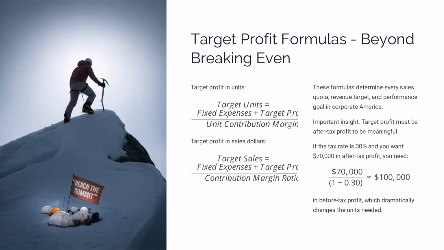So if the tax rate is 30% and you want $70,000 in after-tax profit, you need $70,000 divided by 1 minus 0.30 equals $100,000 in before-tax profit, which dramatically changes the units needed and is a detail that trips up 90% of students. The advanced application that investment banks test for is scenario analysis using different target profits, pessimistic, realistic, and optimistic, because showing a range of outcomes with associated probabilities is how real decisions get made, not single-point estimates that are almost certainly wrong.